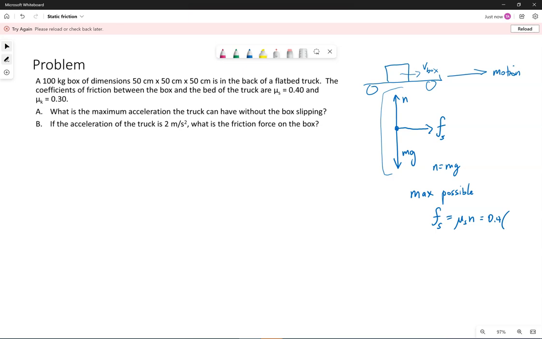So the normal force will be the 100 kilograms times g, 9.8. If I calculate this out, the biggest possible static friction force on this specific box in this situation is 392 newtons. So this is the maximum value possible.